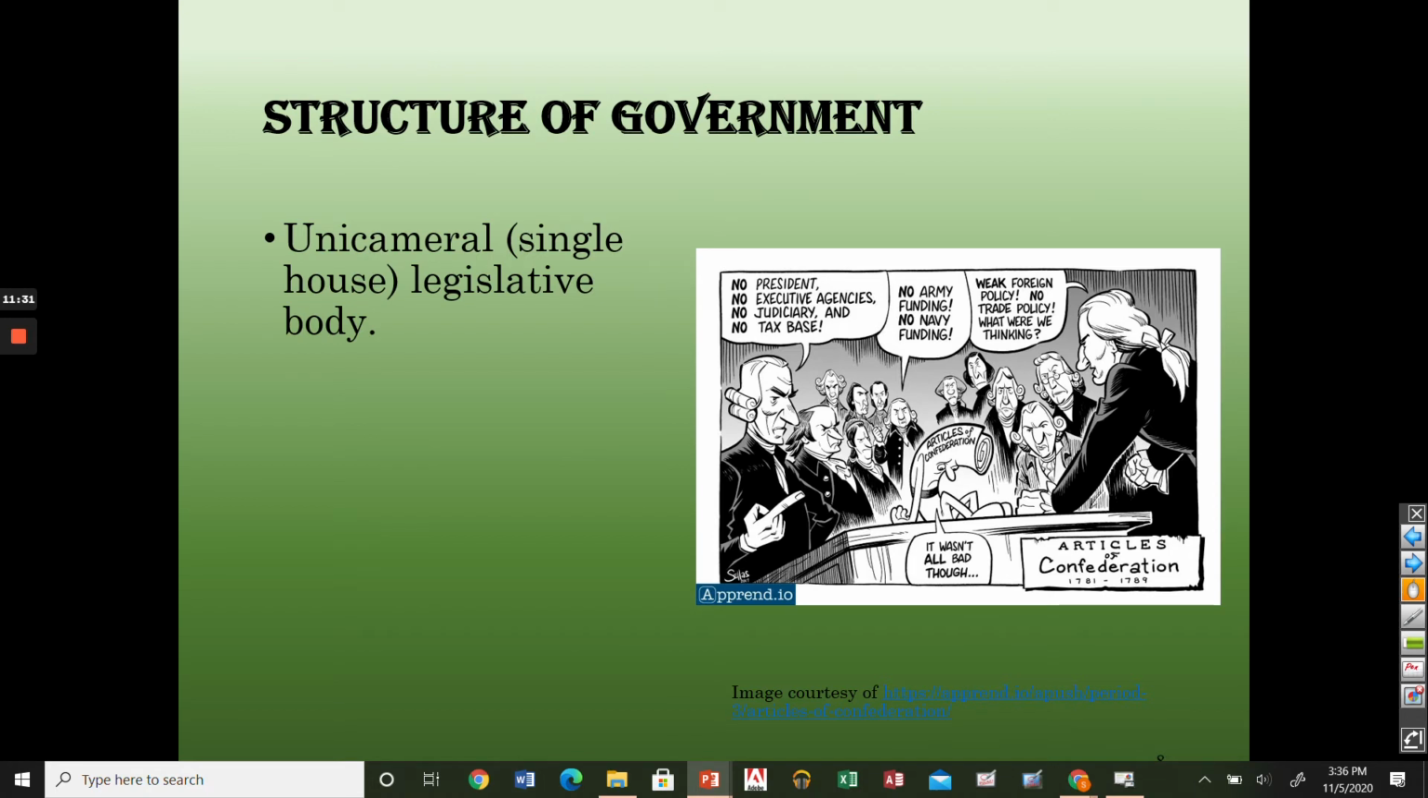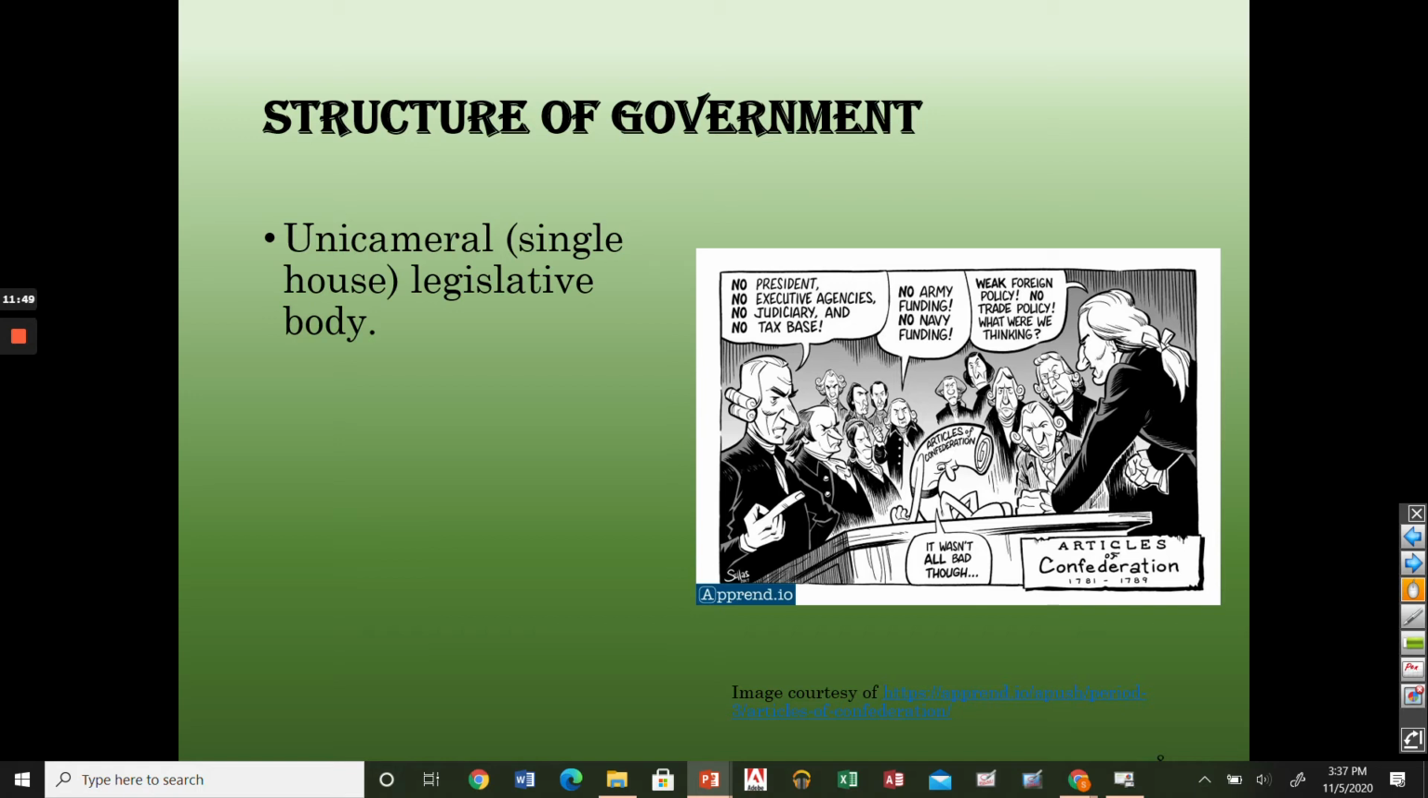All right, so what kind of structure did it create? It created a unicameral, a single house legislative body. That means there was one group of people in the legislature. Remember, L for legislate, L for laws. Legislatures are the branch of government that create and write the laws.